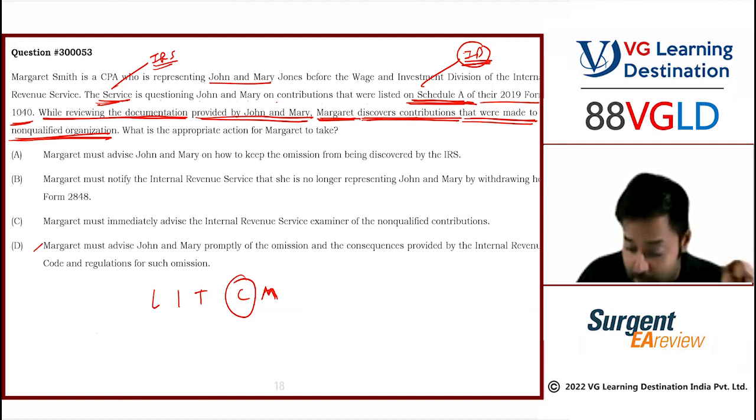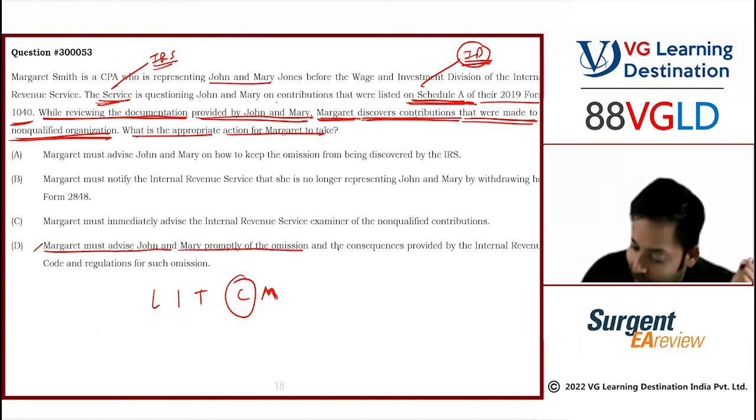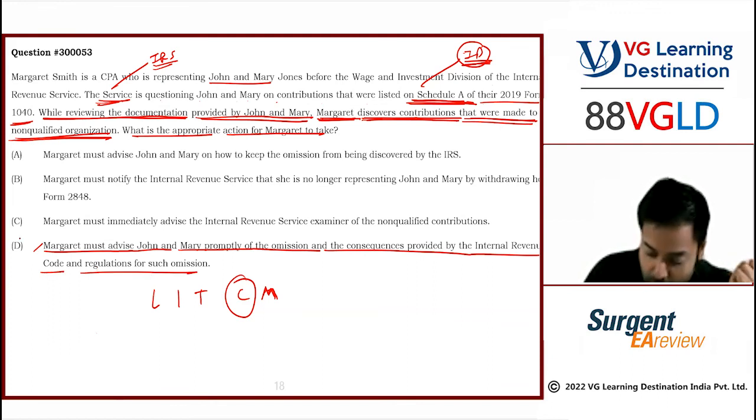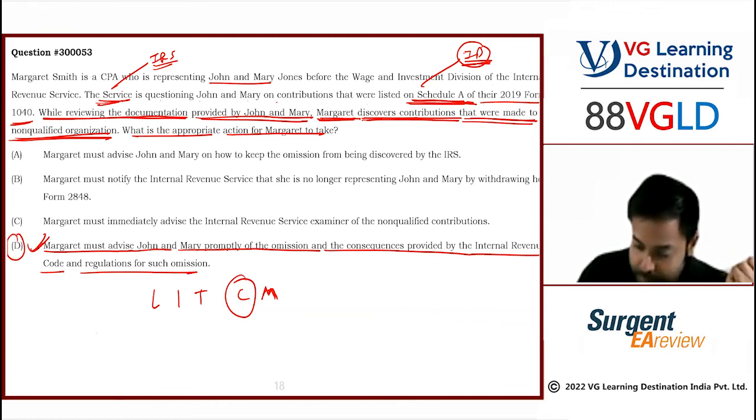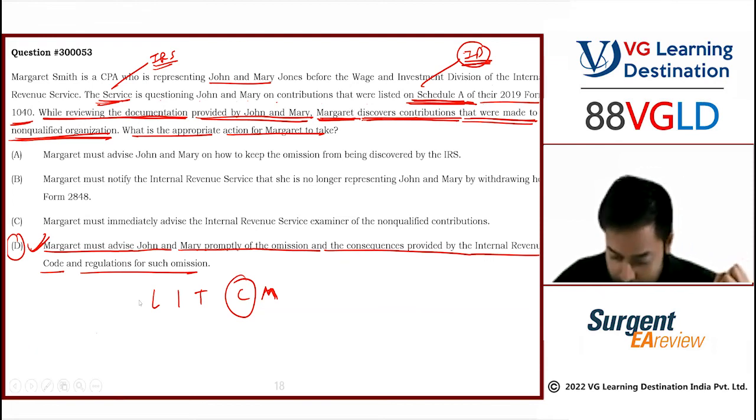What is the appropriate action in this case? Margaret must advise John and Mary promptly of the omission and the consequences provided by the Internal Revenue Code and the regulations of such omission. Correct. That is the answer.